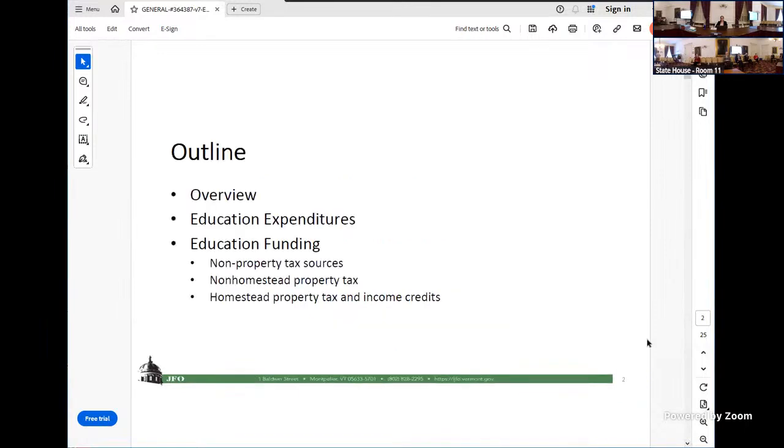So diving into it, we'll start out with an overview of education finance in Vermont. As Vice Chair Canfield mentioned, this is focusing on Vermont's current law education finance system. We will talk about education expenditures and education funding, the non-property tax sources, and then property taxes, non-homestead and homestead property tax. I do want to note that this whole presentation is focused on the statewide education fund. So we're not talking about the millions of federal funding that come into the state, really just focusing on those statewide dollars.